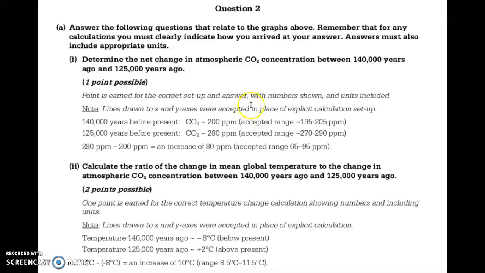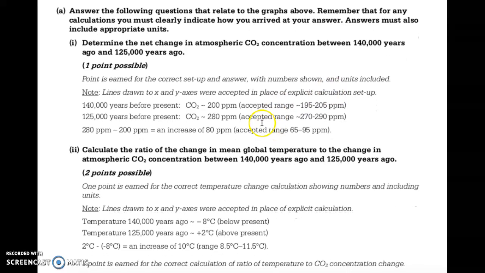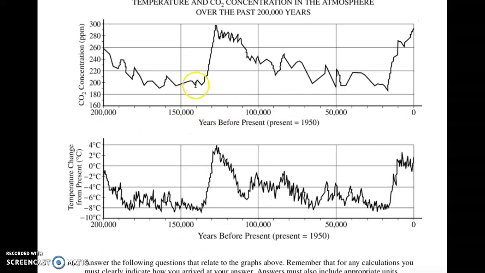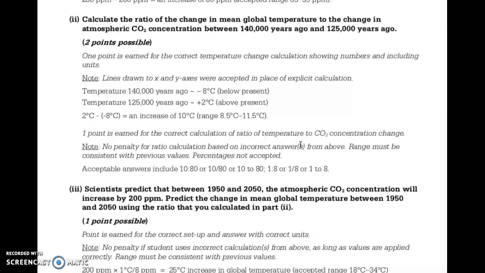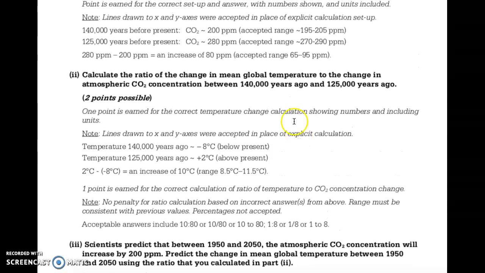Your setup can be just a set of lines drawn from the x-axis up and over to the y-axis, and from the x-axis up and over to the y-axis. So that can be your setup. And then the second part asks us to calculate the ratio of change in the mean global temperature to the change in atmospheric carbon dioxide concentration. So again, you should have gotten something like 80 up here.